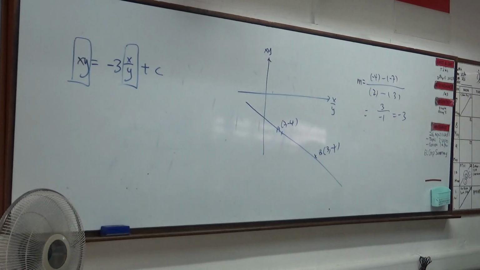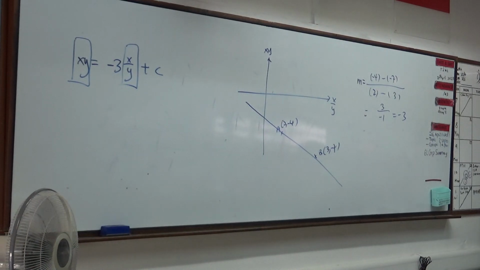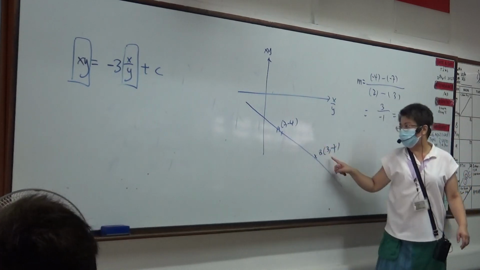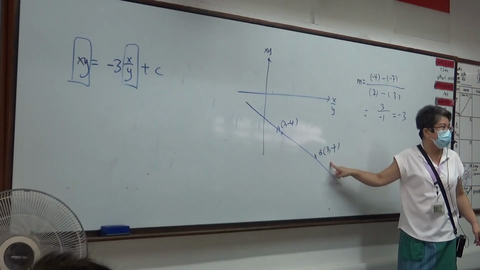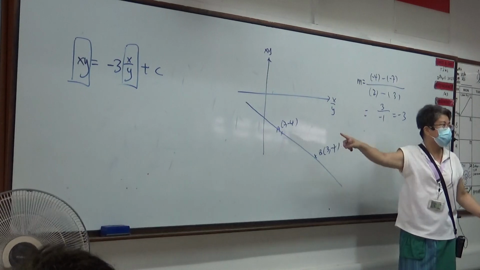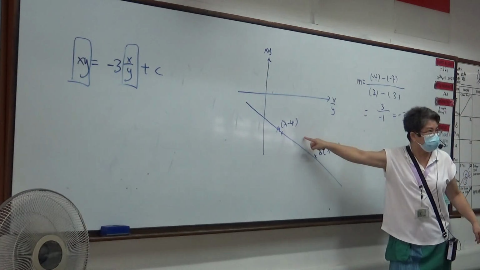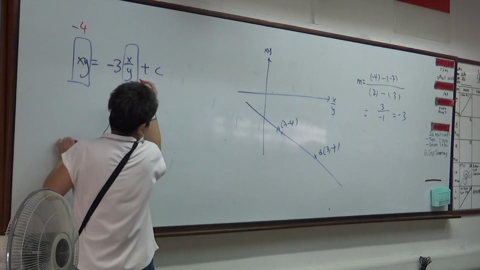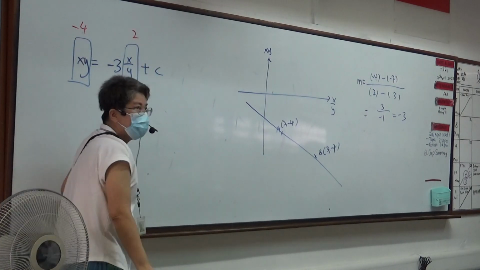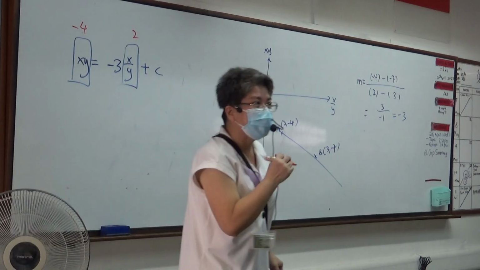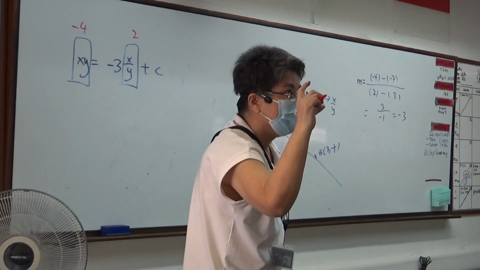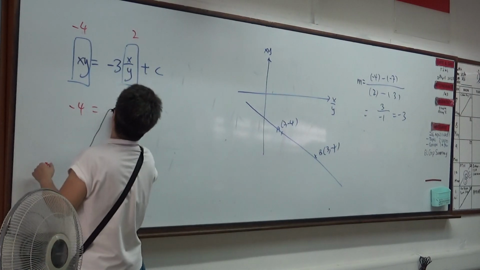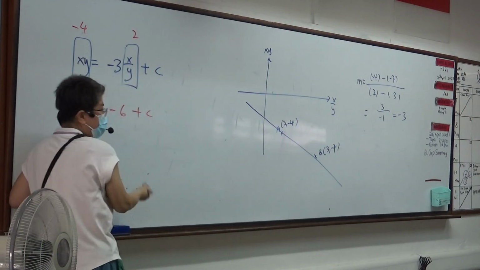Alright? Okay. Now, I know that it passes through one of the points, right? I can choose either 2, negative 4 or 3, negative 7. Am I right to say that? Okay, now which one you want? 2, negative 4? Okay, that means when this is negative 4, this is what? 2, right? I plug in 1 point. What am I going to find? C. Everybody okay? So, I will have negative 4 equals to negative 6 plus c, right? So, what's my c?